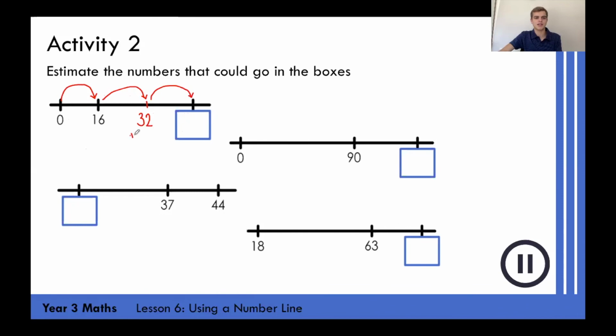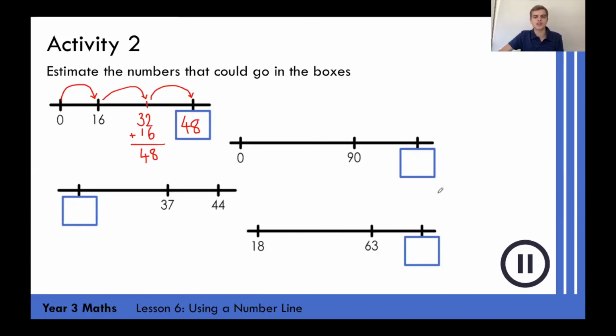32 add 16, I'm going to use my column addition. I'm going to add my ones. 2 add 6 is 8. 3 tens add 1 ten is 4 tens. So I think my number in there would be 48. You might get a different number, but I've estimated using the clues that I've already got on my number line. So pause the video now, have a go at these, have a think about what number you think might go in the boxes, and we'll have a look at what I've estimated them to be in a minute.